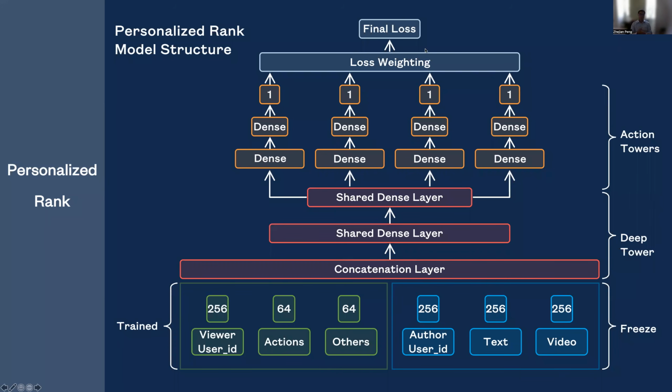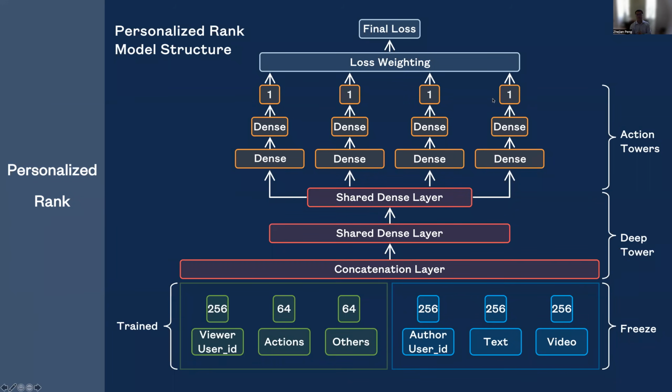What the loss weighting does is that some actions are more sparse than other actions. So you want to weight those losses so that the shared parameter, the deep tower part, can learn from each action in a relatively balanced way. Otherwise, the shared parameter, the dense layer, the deep tower, will only learn from the more dense actions such as like or reply. Those are actions with high penetration. But for lower penetration actions like report or dislike, it will not learn as well. That's why I have this loss weighting there.